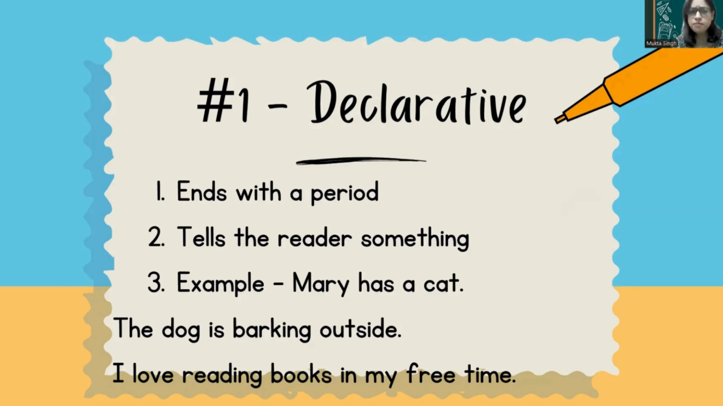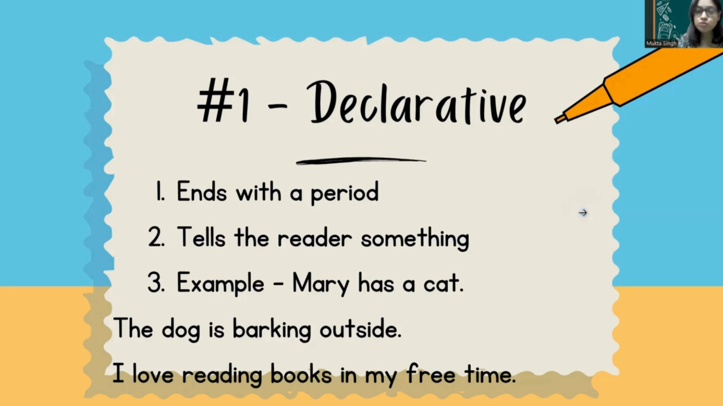Example: Mary has a cat. The dog is barking outside. I love reading books in my free time. Tomorrow is my friend's birthday. Now, please notice that all of these sentences end with a period, a full stop. All right, so that's the rule. Whenever you're writing a declarative sentence, the sentence will end with a period.